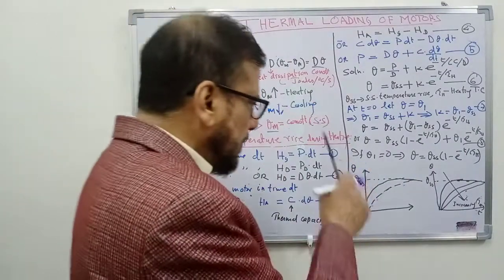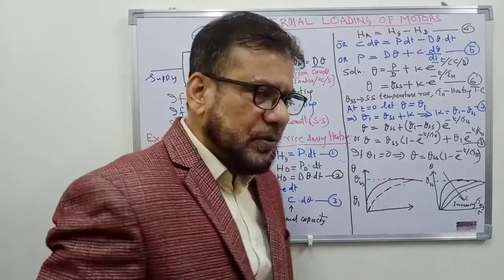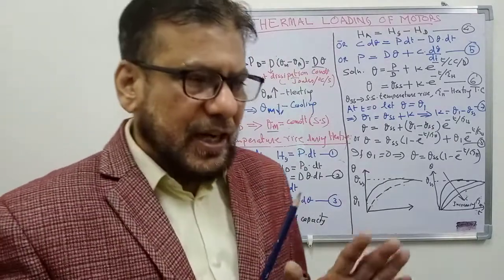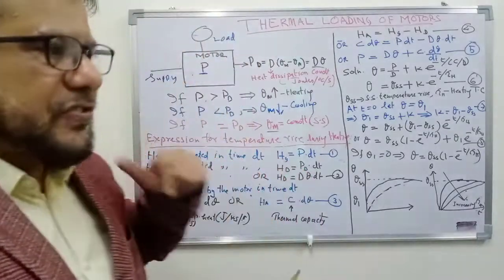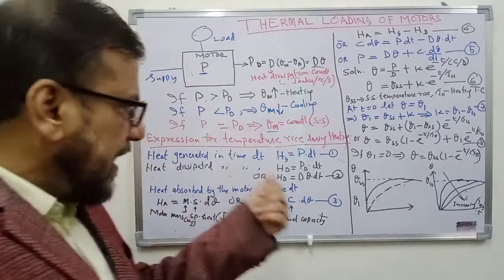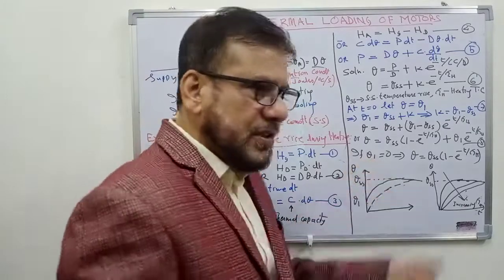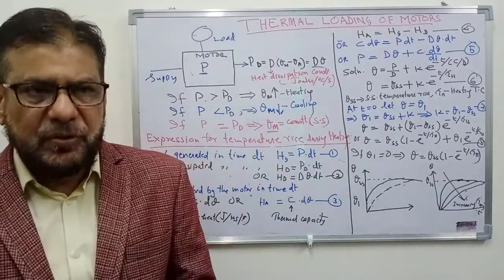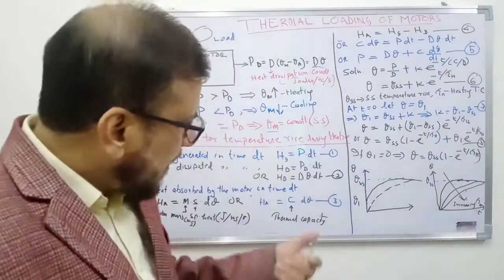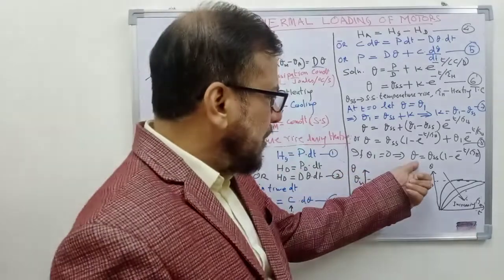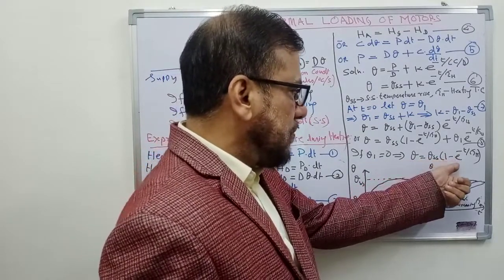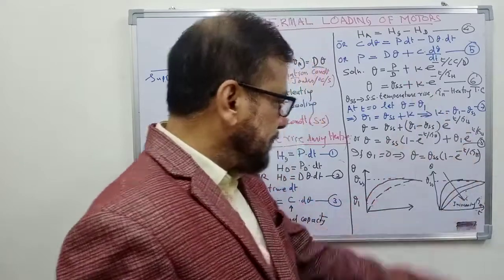Now if at t equal to 0, theta 1 is equal to 0, that is we have started the motor when the motor was at the ambient temperature, and we have put the load on the motor immediately. In that case, theta 1 will be equal to 0, that is initial temperature rise is 0, or the motor temperature was equal to ambient temperature. In that case, you will get the equation theta equal to theta ss (1 minus e to the power minus t upon tau h).